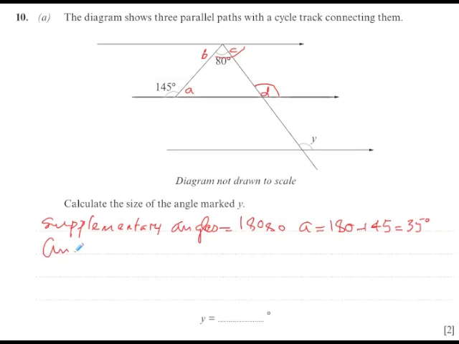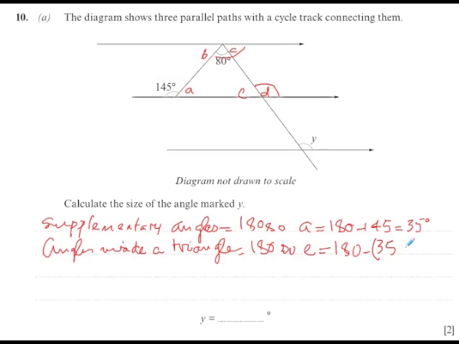Okay, angles inside a triangle equal 180 degrees. So we'll call this E. So E equals 180 minus 35 plus 80 degrees here. And that equals 65 degrees.